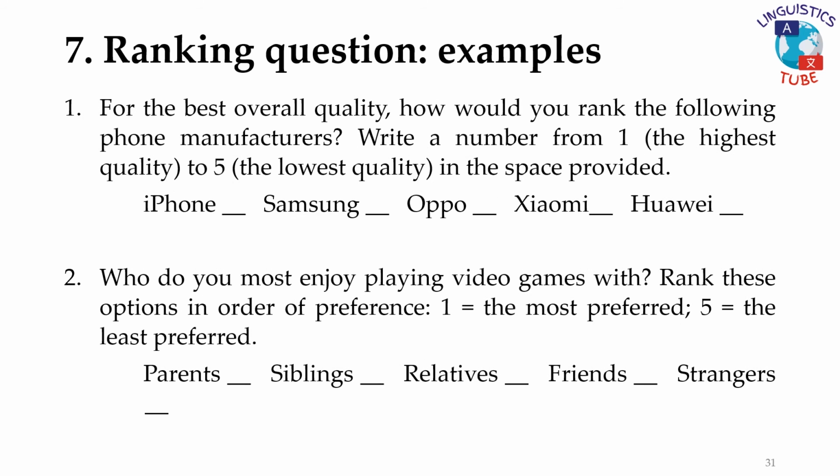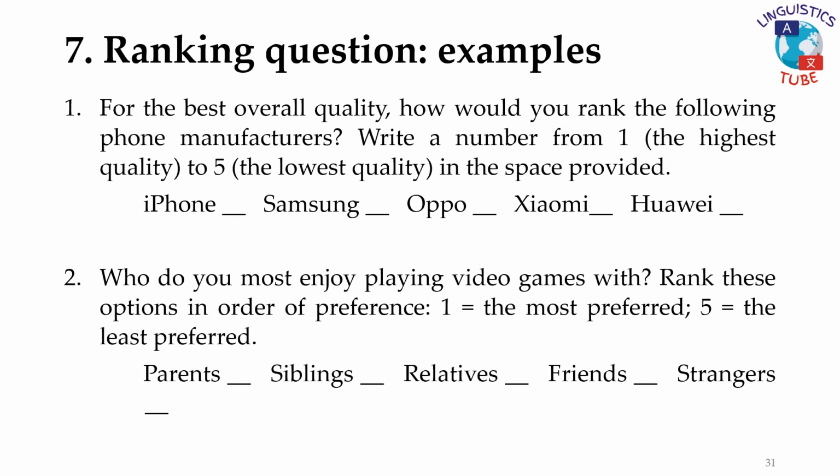Here are two examples. For the best overall quality, how would you rank the following phone manufacturers? Write a number from 1, the highest quality, to 5, the lowest quality, in the space provided. And the choices are iPhone, Samsung, Oppo, Xiaomi, and Huawei.